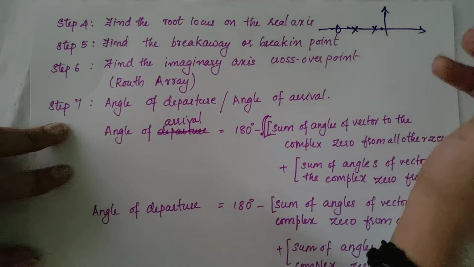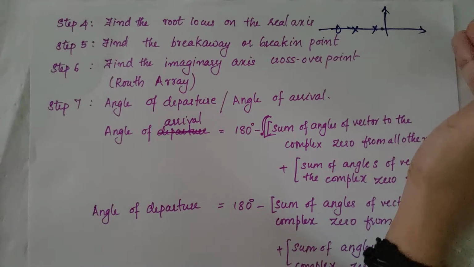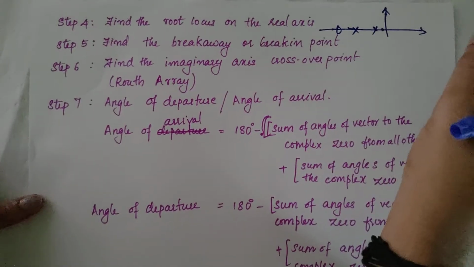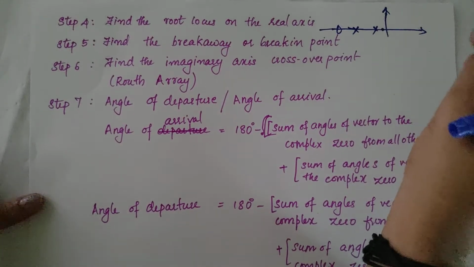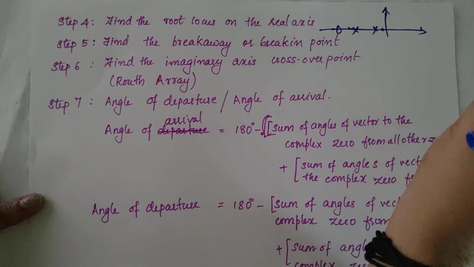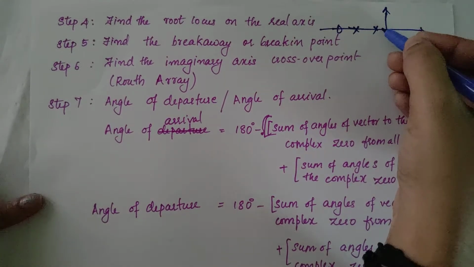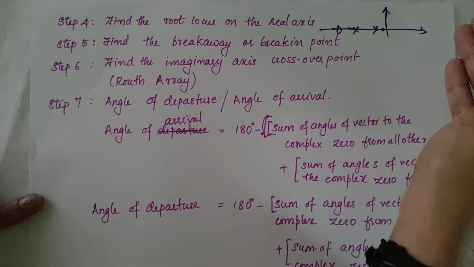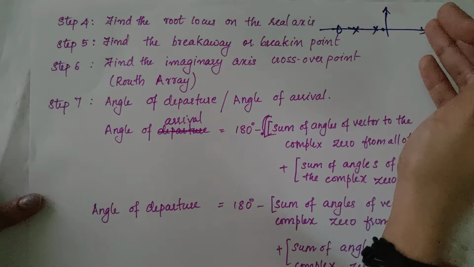Okay, this point is called the test point. Find the number of poles in the right half of the test point. If it is odd, then there will be a root locus, and if that is even, then there will not be a root locus. So here if I take a point here, then towards the right of that point there are no poles and zeros, so hence the root locus does not lie there.